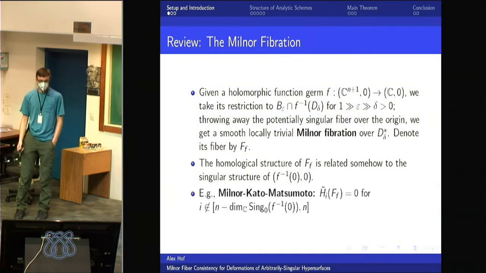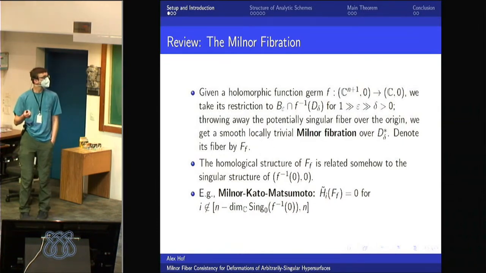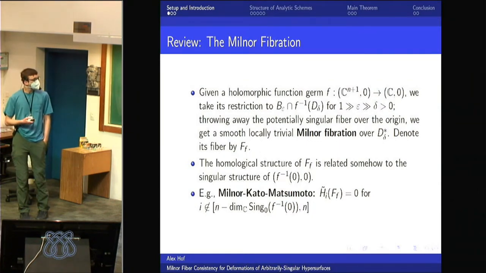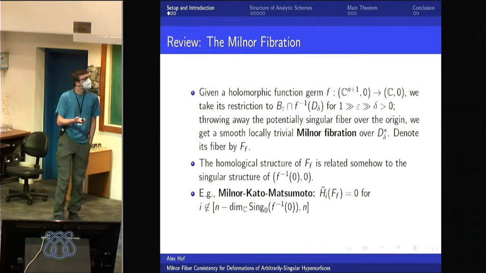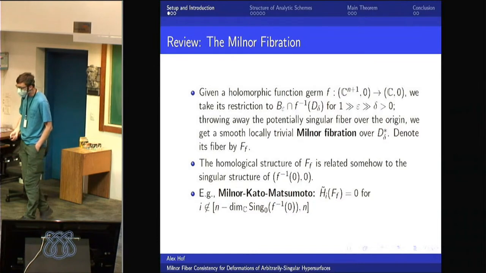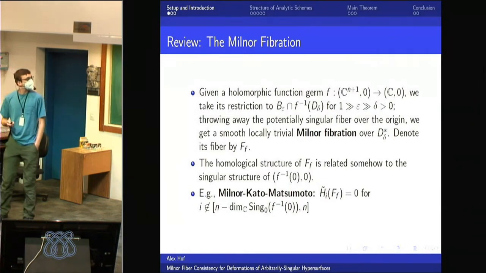For example, we saw last week this Milnor-Kato-Matsumoto result that gives some pretty crude control of the smooth fiber based on the singularities. It says the dimension of the singularities controls the degrees the homology is allowed to appear in. And so we're going to want to see if we can get some better results than this ultimately.